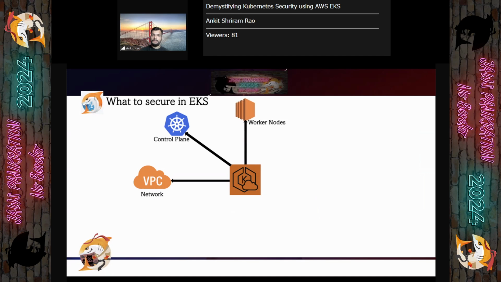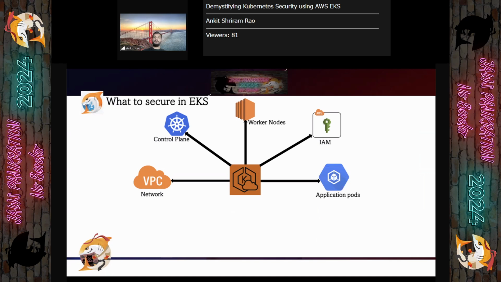Then comes the worker nodes, where the actual compute is hosted and all our applications are deployed. The security of worker nodes is an important aspect. Then comes identity and access management. Here, the permissions the cluster and the worker node have, we have to make sure they are precise and to the point, and follow the principle of least privilege to avoid unintended use of permissions via the cluster.